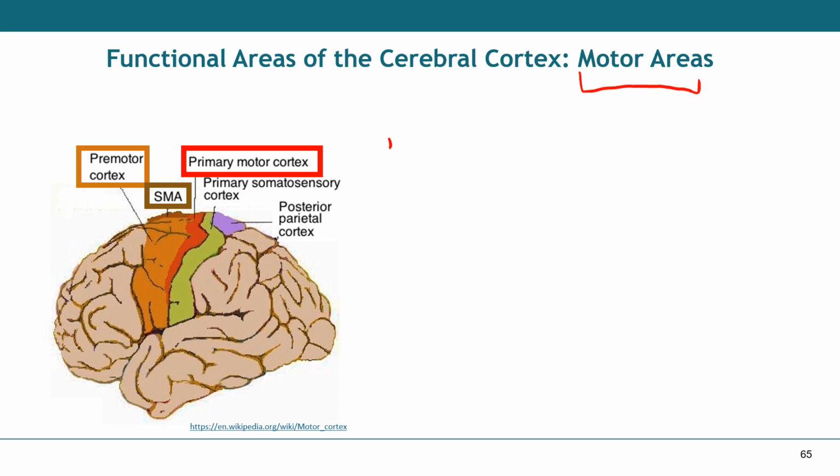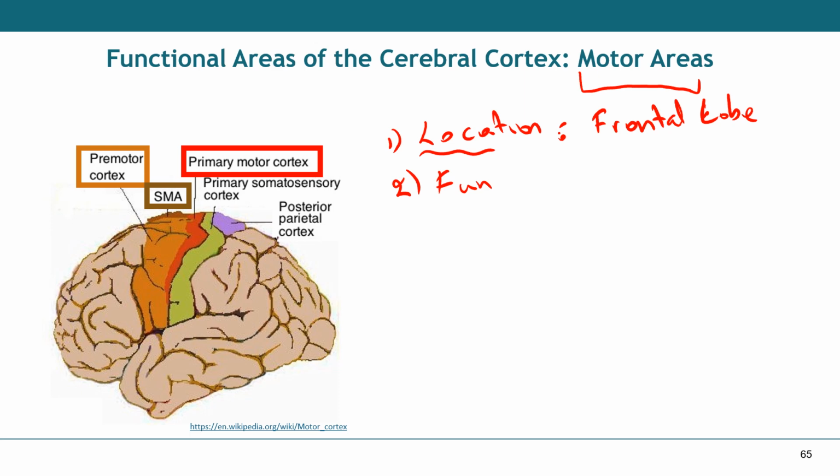And the first thing that you can see here is the location. So when we talk about the location of the motor areas, they will be in the frontal lobe. So they will be anterior to the central sulcus. Okay, so first is the location. Second thing, let's think about the functions. So the functions of the motor area are pretty easy to remember.